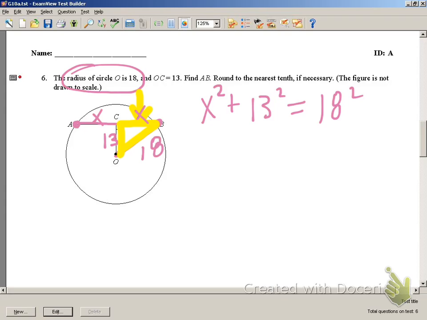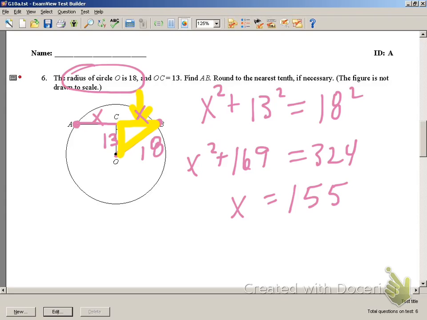We'll learn that in the next couple of days. So then I simply add them together or multiply by 2. So 18 squared gives us 324. 13 squared is 169. So 324 minus 169. So x squared equals 155.